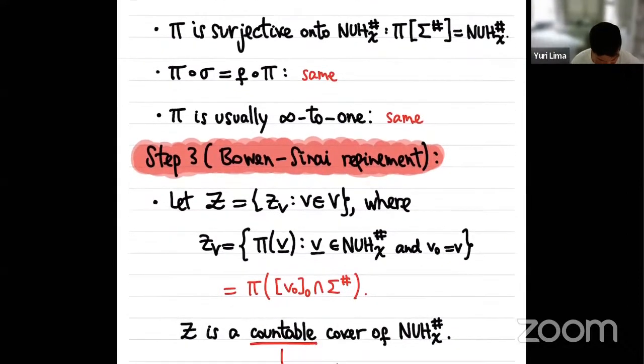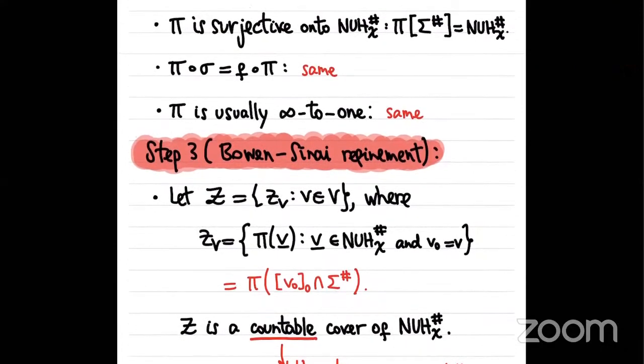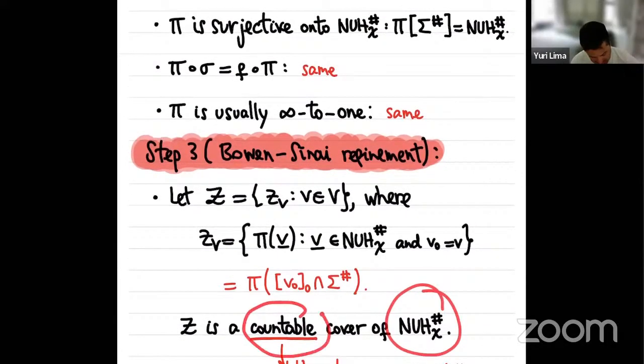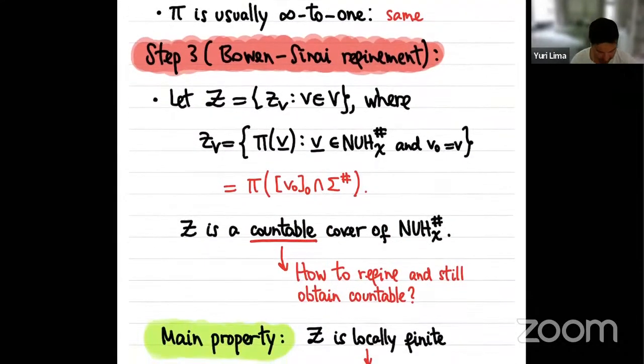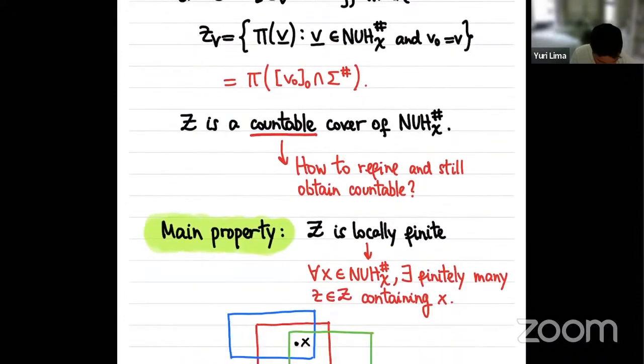So good. This is a cover of the set, but now it is only countable. So how can we refine and still obtain countability? Then the main property that comes from the inverse theorem is that this Z is locally finite.